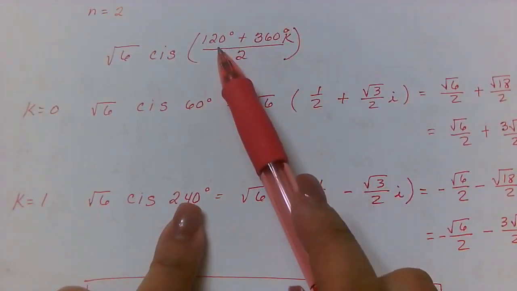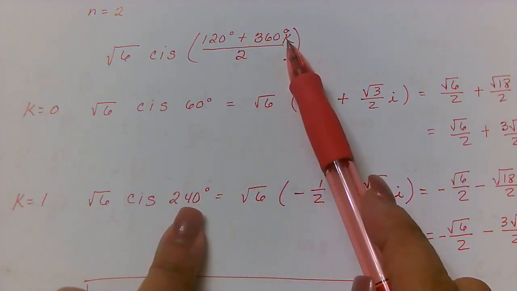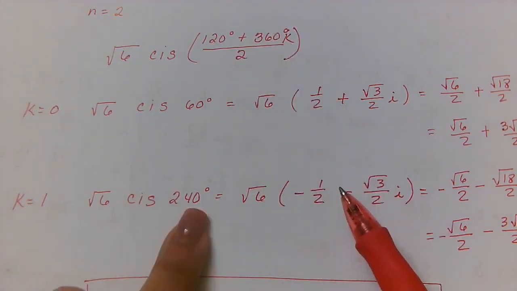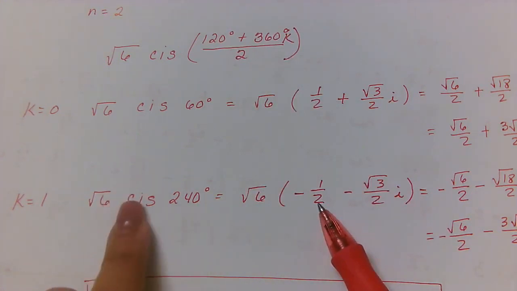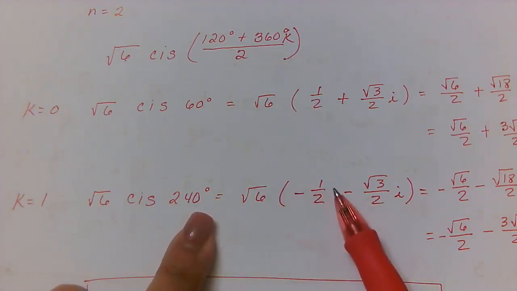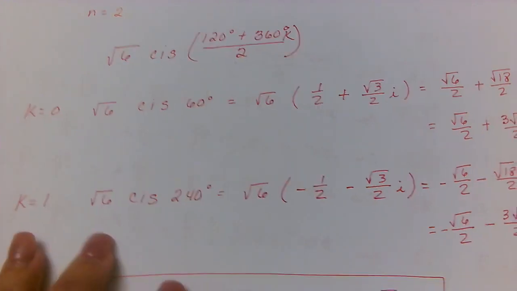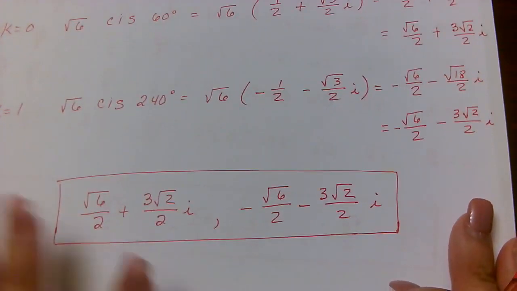k is equal to 1. Go ahead and plug in a 1 here. Evaluate this angle. You should get 240 degrees. Cosine of 240, negative 1/2. Sine of 240, negative square root of 3 over 2. And then distribute the square root of 6 into the parentheses. All I did here was simplify. Because n is equal to 2, those are your only two solutions.